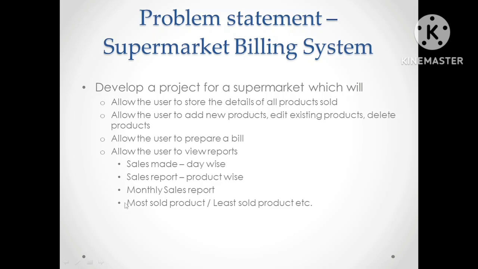So these reports are optional. The basic project requirement is that you have to have a master table which will contain the details of products. We will have a transaction table where you will prepare the bill. These two tables are mandatory for a project. Once you finish this, your project will get over. But apart from that, if you are interested, you can do all these reports. Not only this, you can also add charts or graphs to make it more colorful and attractive.